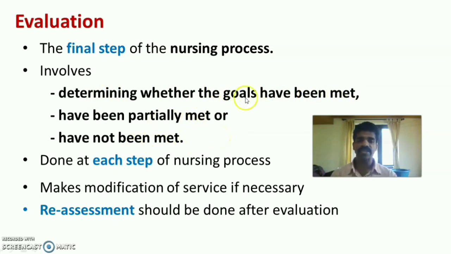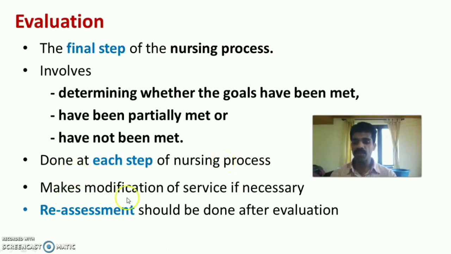We have already set the goals and objectives for the family nursing process. At the end of the process, during the evaluation step, it will be determined whether the set goals have been met, have been partially met, that is 50%, or have not been met, that is, no goals are achieved at the end of the family nursing process. Though evaluation is usually a final step, it has to be done at each step of the nursing process, such as assessment, planning, implementation, and even in evaluation.